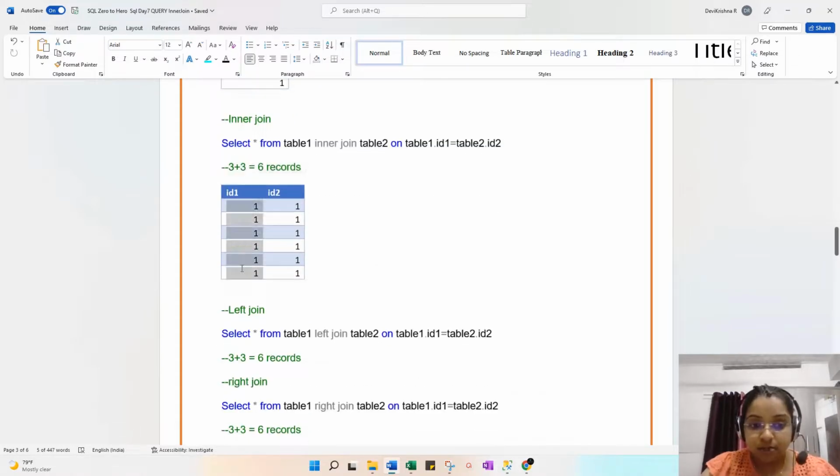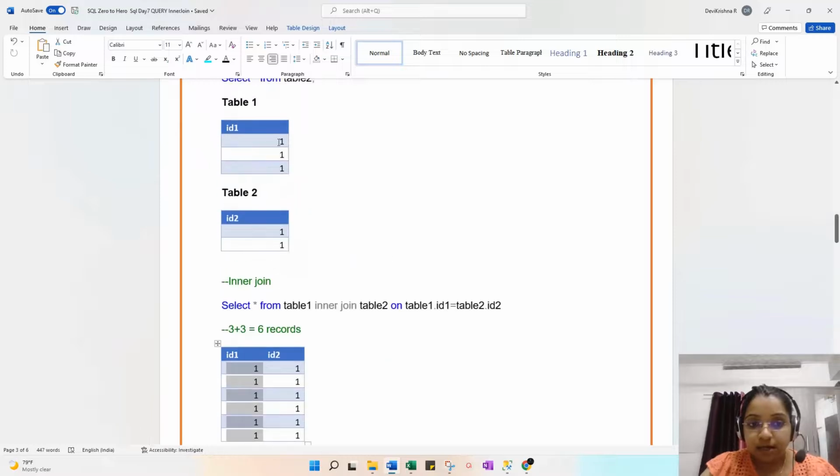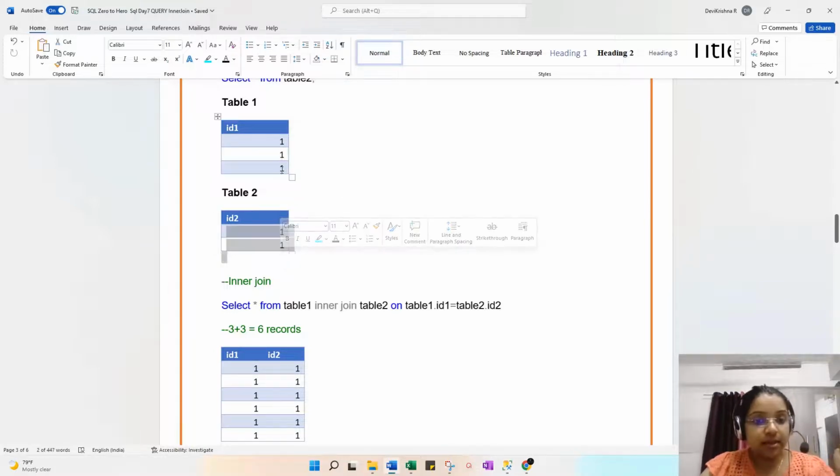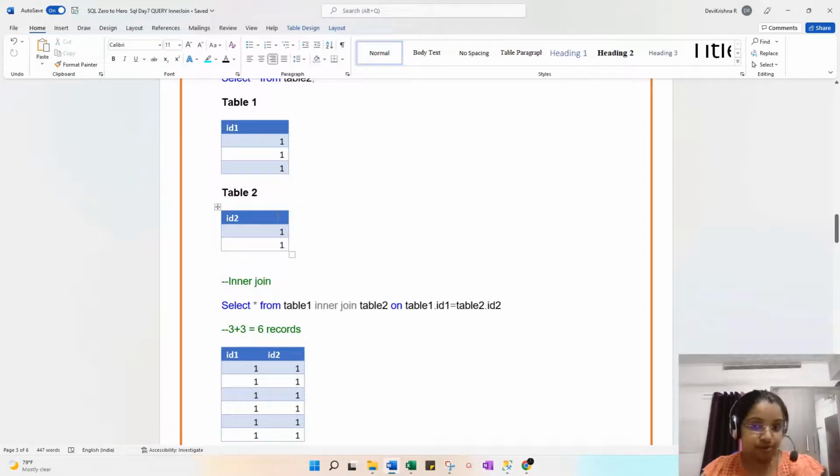That is the six records because this one is combined with these two records of table two, then this one can also be checked with these two records, then this one also with the two. That means 2 plus 2 plus 2, which means we find 6 records.